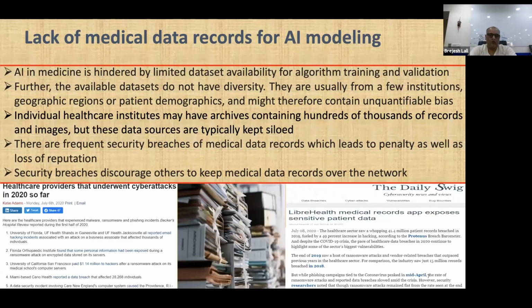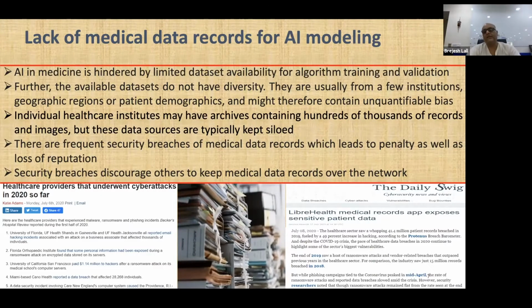And as any of us who has worked in AI modeling knows, when you have such biases, you could end up training the models incorrectly. Then you might have healthcare centers which have lots and lots of archives. However, these data sources are kept in silos. They have that data, but they don't readily share it with other institutes. So even in places where the data is available, you do not have access to it, which is the same as not having data in the first place.